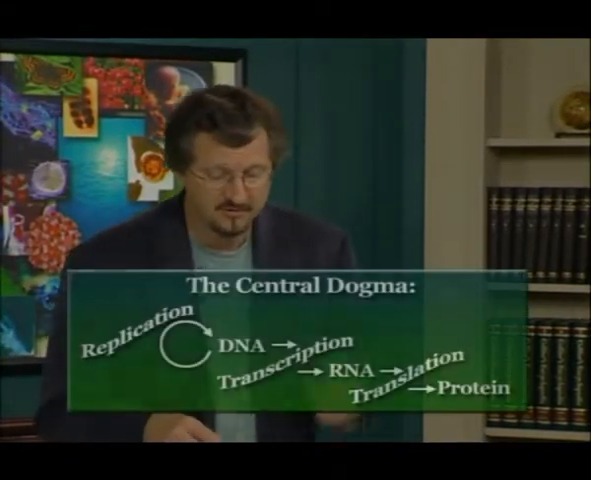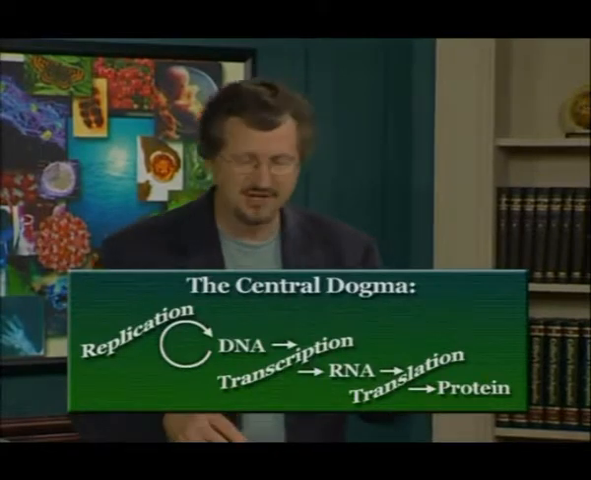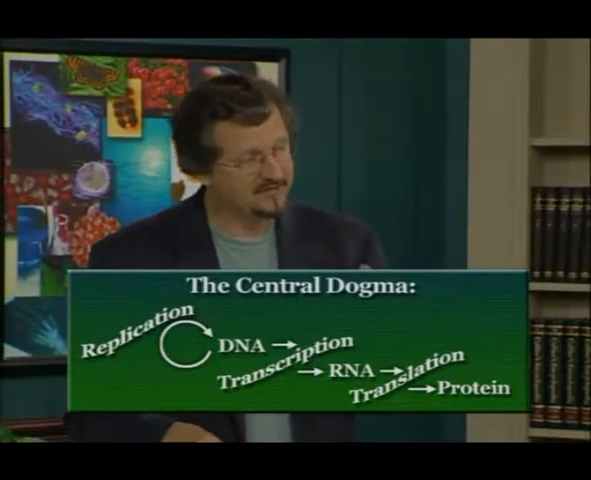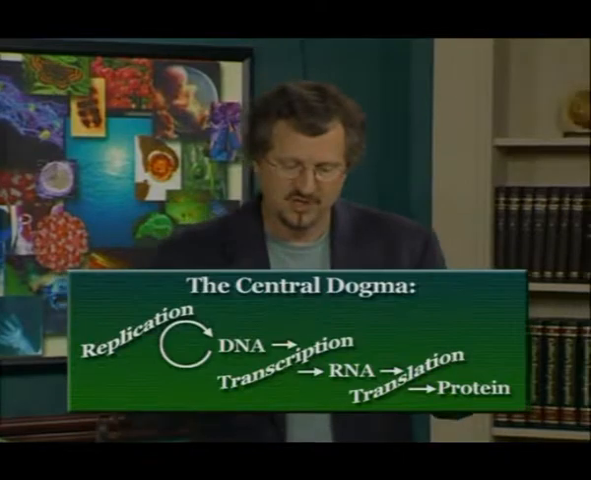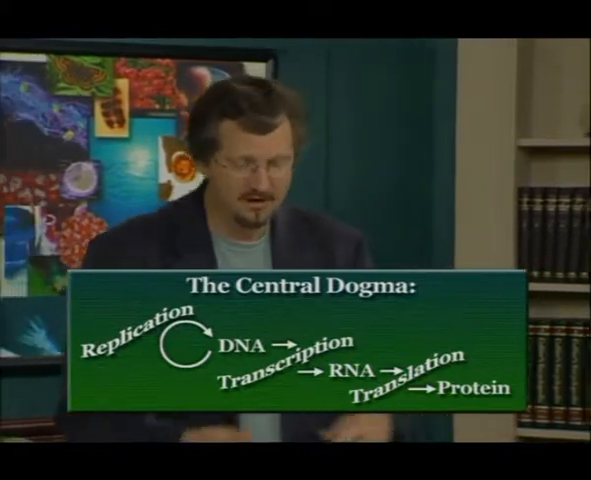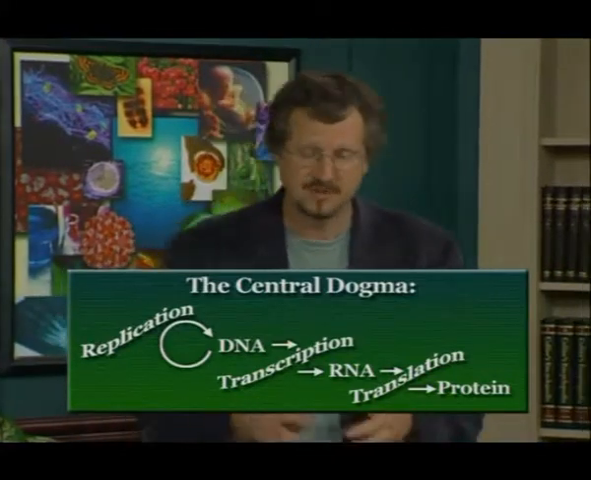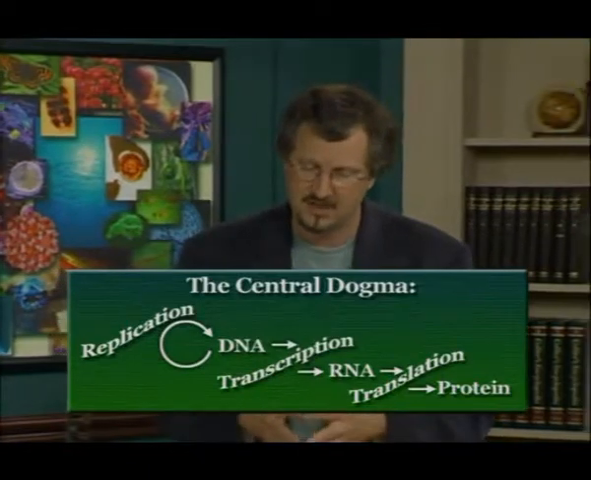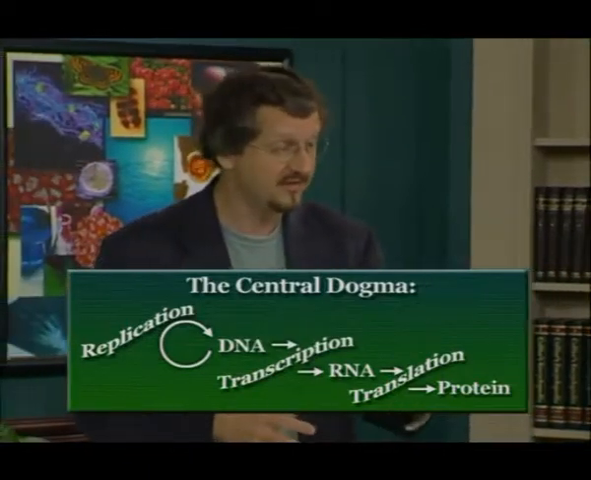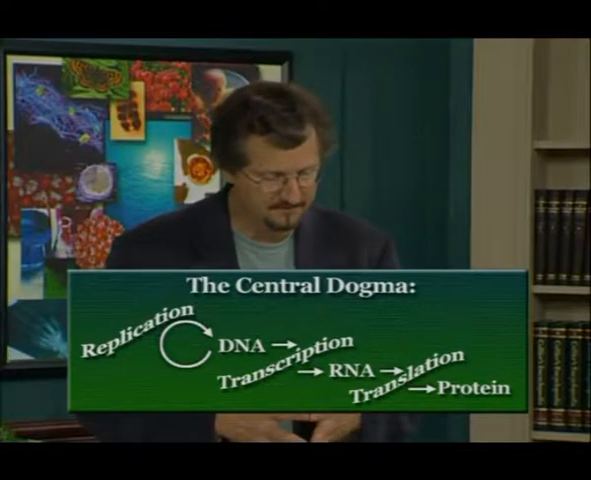Going back to the framework of the central dogma that we introduced 2 lectures ago, this transformation begins in the process of transcription, in which DNA serves as a template for RNA synthesis, and then it continues with the process of translation, in which RNA, in turn, serves as a template for protein synthesis.